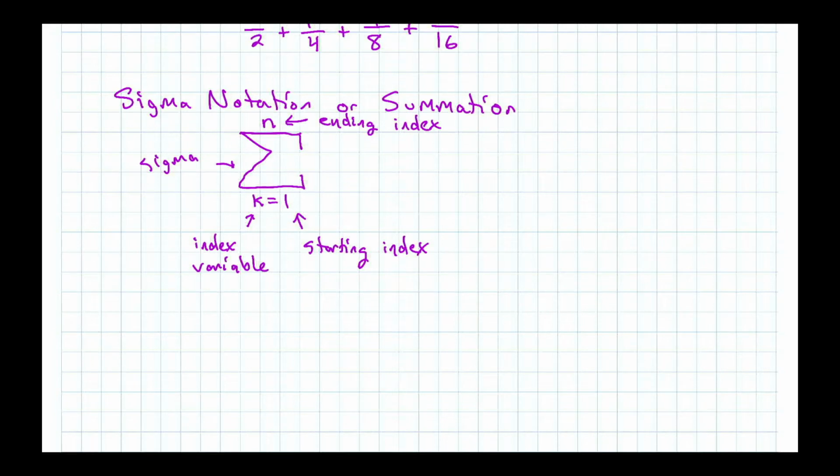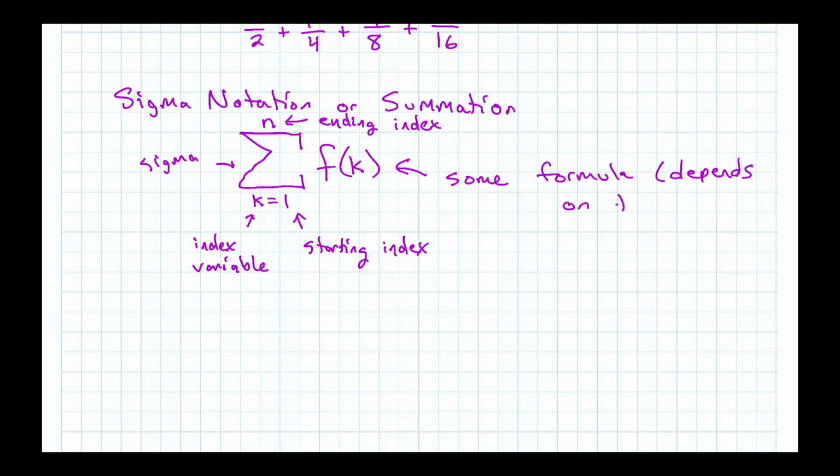Then you've got a formula here. The formula, which I haven't written yet, I'll write here: f of k, because I used k. This is just going to be some formula that usually depends on the index variable, which in this case is k. It doesn't have to, but it often does.